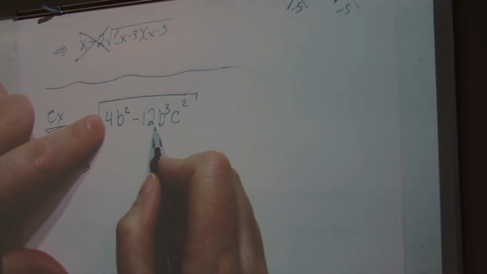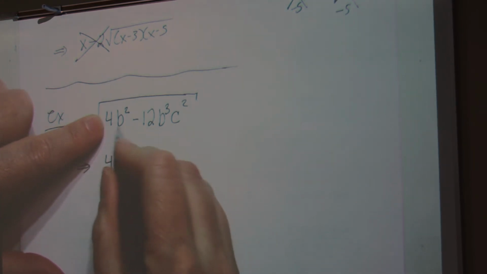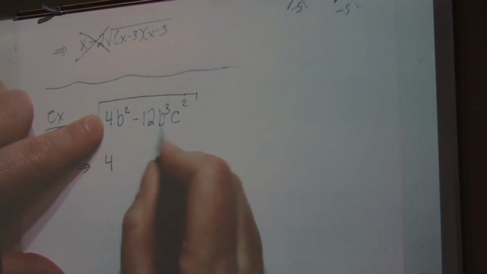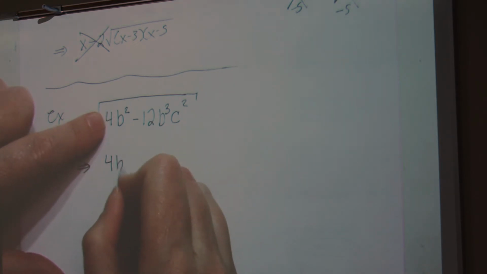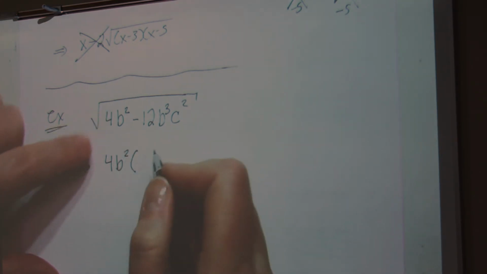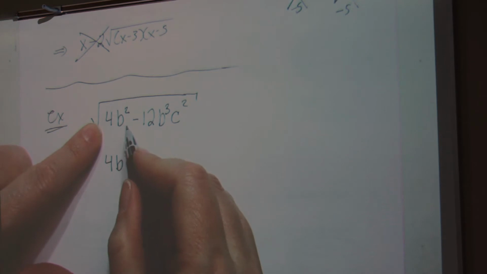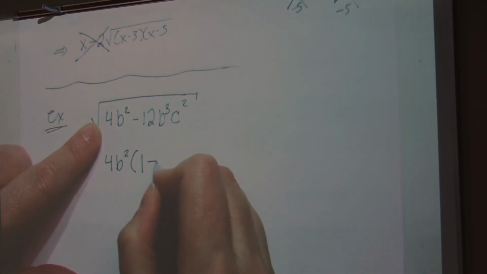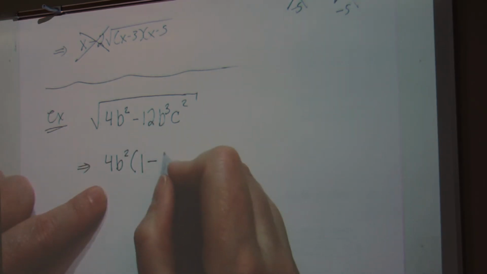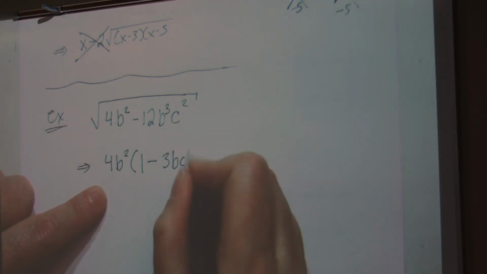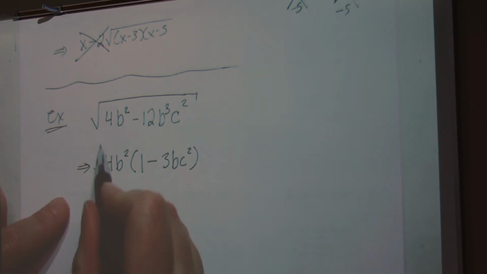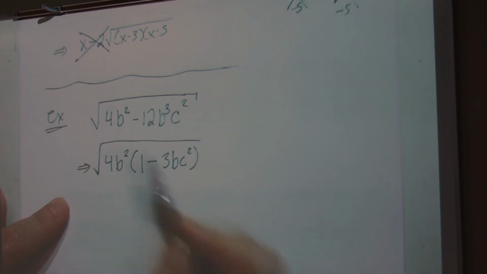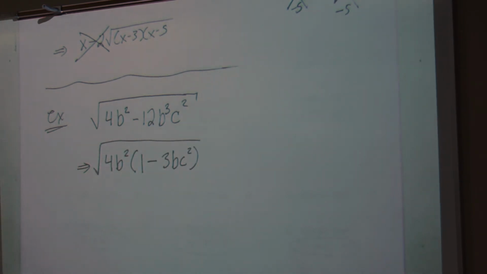So 4b squared. What is the GCF in here? A 4. They both share a 4, right? B squared. And they both have a b squared at least, right? If I factor that out, what am I going to be left with for my first term? 1, minus the b cubed c squared, so I have 1b left and a c squared, exactly. Okay? So this is all taking place still underneath the radical. I cannot do each term individually underneath, okay?